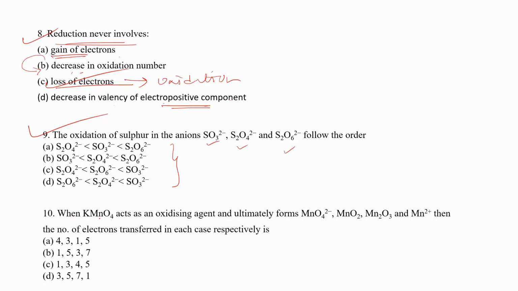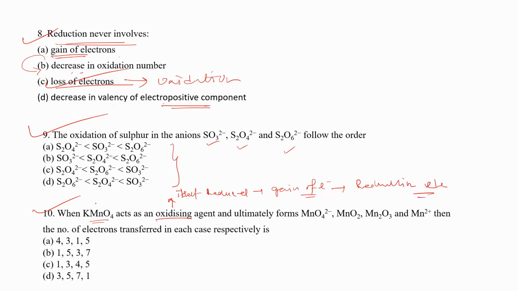Now when KMnO4 acts as an oxidizing agent, it will oxidize another species and it will itself be reduced. Itself reduced, just write it down, means the gain of electrons. This is actually a reduction reaction. So here, what will be the oxidation state of manganese in KMnO4?